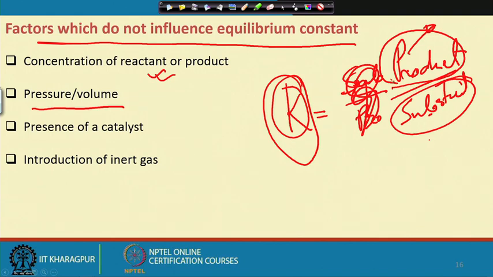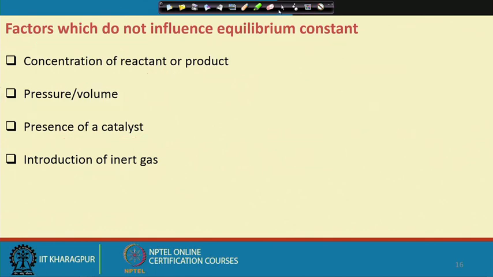So concentration doesn't affect the constant. As this changes, this also changes, and ultimately they will be constant. The concentration does not affect the equilibrium constant, and pressure and volume also don't affect it. The presence of a catalyst also does not affect the equilibrium, and introduction of an inert gas will also not affect the equilibrium.